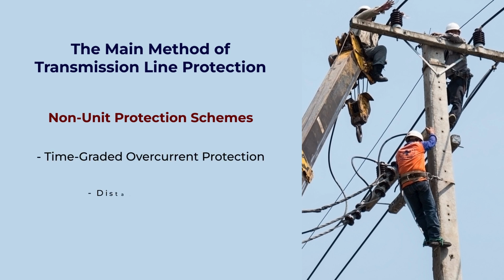Non-unit protection covers a broader area and is designed to protect the transmission line without being confined by a specific zone. It typically provides backup protection and may operate for faults both within and outside the primary protected area. Time graded overcurrent protection and distance protection come under the category of non-unit protection. Now we discuss each protection scheme one by one.